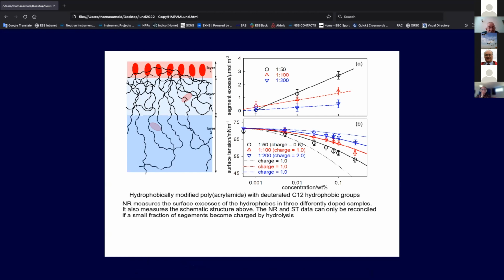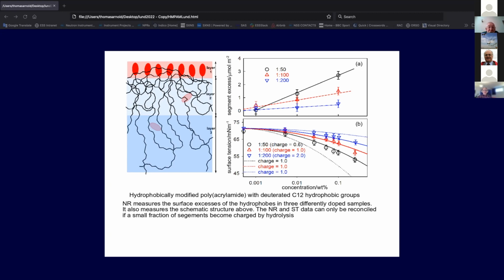Then it turns out, we found out that polyacrylamides often hydrolyze to a very, very small extent. And when they hydrolyze, they acquire a charged group. Indeed, it's used commercially to boost the solubility of acrylamides. So if you say, well, suppose we've got 1 charged group for every hydrophobe, then you get the 3 solid curves when you fit the surface tension using the actual measured surface excesses.